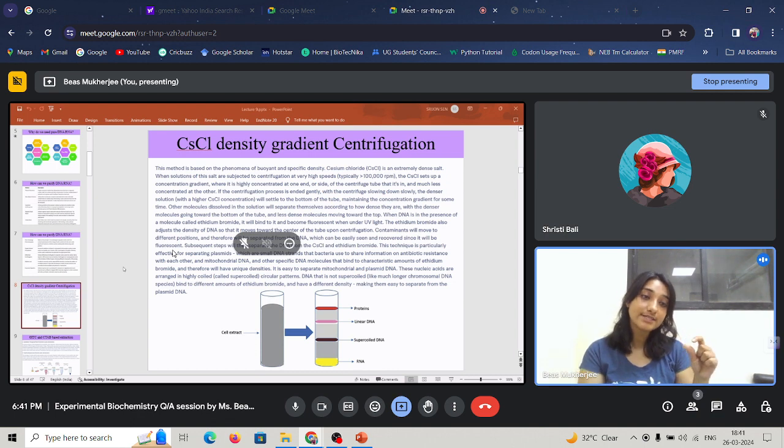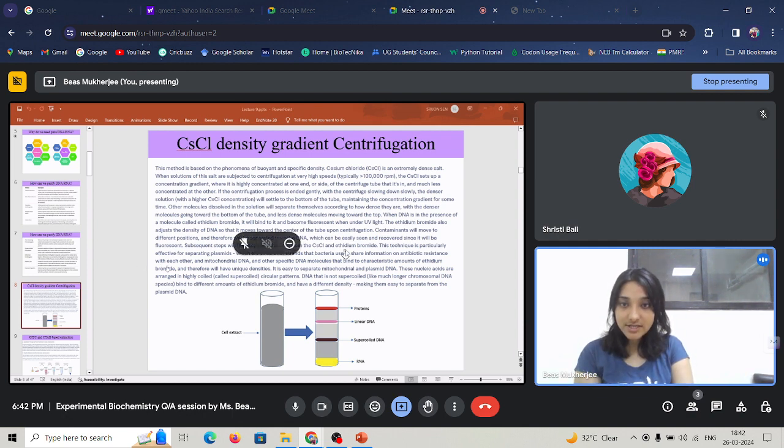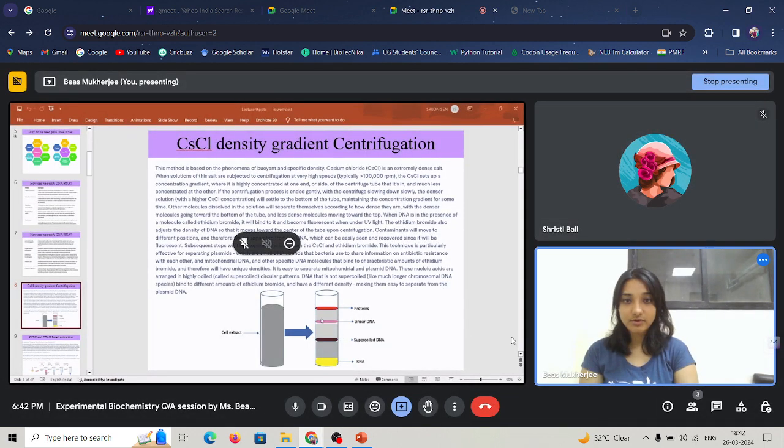So how will you know that it is DNA? You add EtBr. You know that it intercalates between the bases of DNA, and therefore it will glow in UV light. Then what you do is simply separate that from the other components, which will be colorless, right? Subsequent steps will be to separate the DNA from the cesium chloride. This technique is particularly effective for separating plasmids, which are small DNA strands.